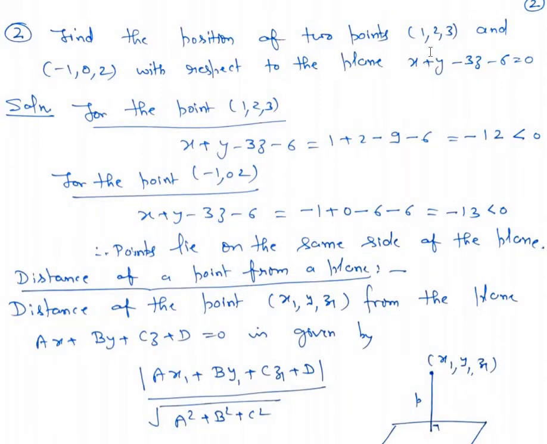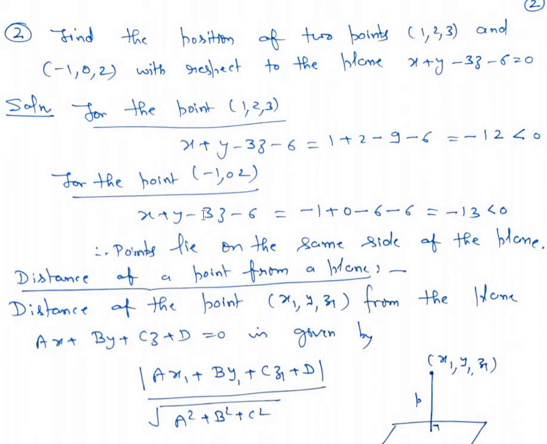Find the position of 2 points 1, 2, 3 and minus 1, 0, 2 with respect to the plane x plus y minus 3z minus 6 is equal to 0. Now if we take the point 1, 2, 3 and put it in x plus y minus 3z minus 6, we have 1 plus 2 minus 9 minus 6, which comes out to be minus 12 and which is negative.